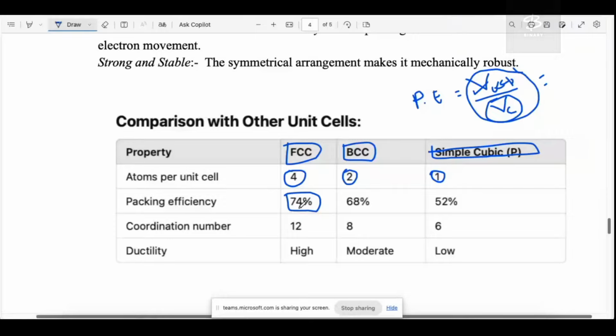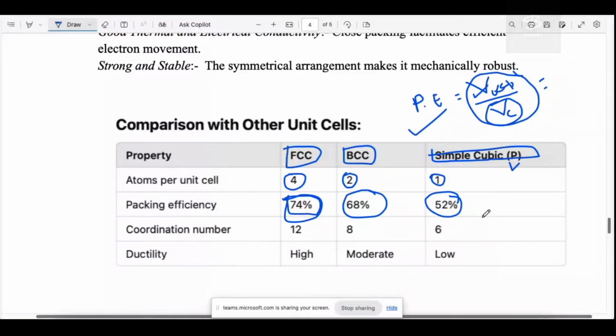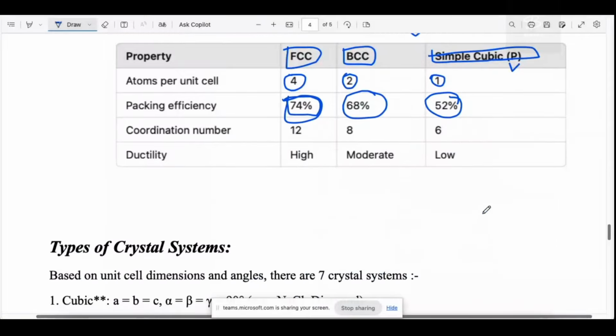So in FCC you would have 74% of this value. And in BCC you have 68%, and if we talk about the first one, the simple cubic, then you would have only 52%. Got it? I have already covered the coordination number. How many atoms they are sharing with the neighboring atoms is known as your coordination number.